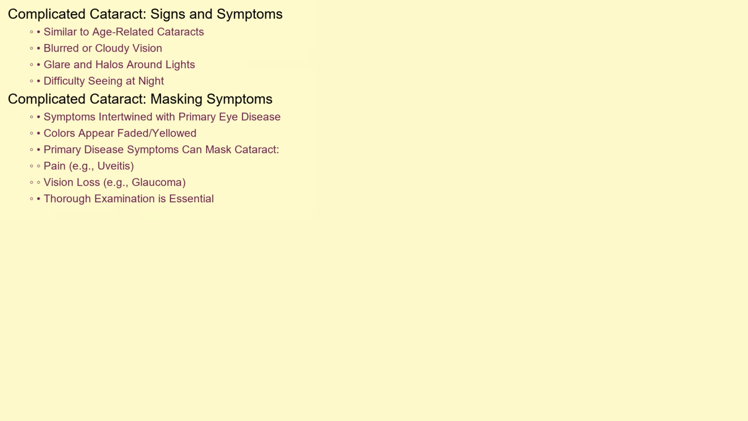However, it's important to note that the symptoms related to the primary eye disease, such as pain from uveitis or vision loss from glaucoma, can sometimes mask or complicate the identification of the cataract symptoms. A thorough eye examination is essential to differentiate between the effects of the primary condition and the secondary cataract.